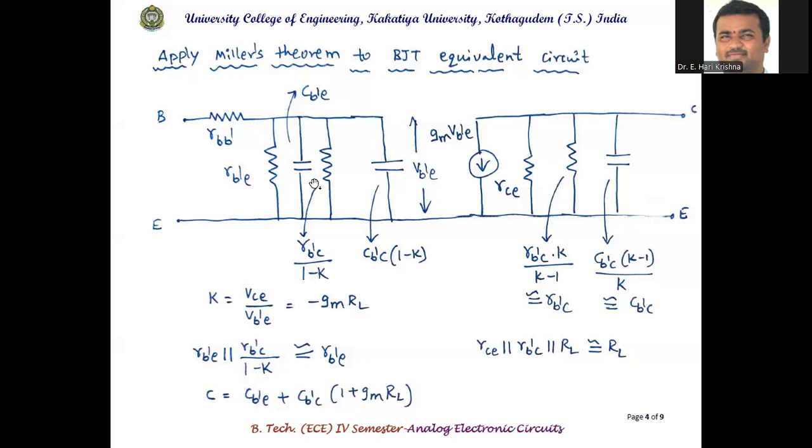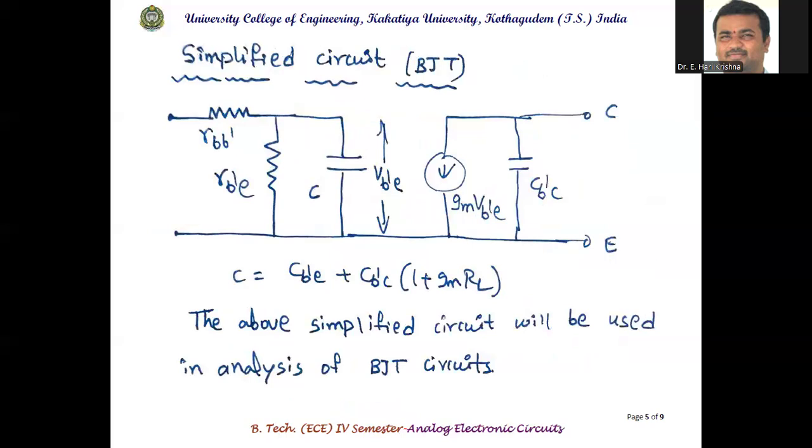Using these constraints, we will further simplify the circuit, so that circuit is a simplified circuit. RB'E and C remain, and on the output side only a capacitor; all other resistors are eliminated. This simplified circuit will be used in the next sessions. While analyzing the frequency response of the RC coupled amplifier, we'll use this circuit for the frequency response analysis.